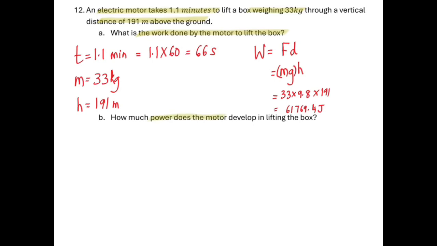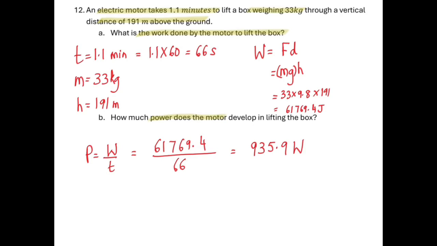Next it's asking us how much power does the motor develop in lifting the box. So we want to find the power. The formula for power is work done over time. We already calculated the work done. The time we converted to seconds. We substitute the numbers and we get the answer for power as 935.9 watts.